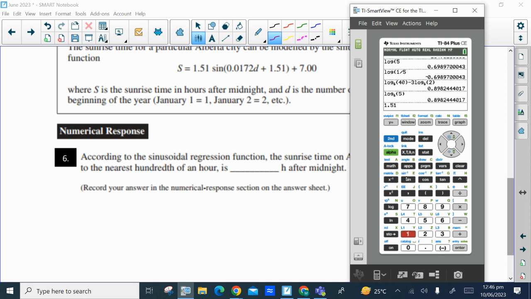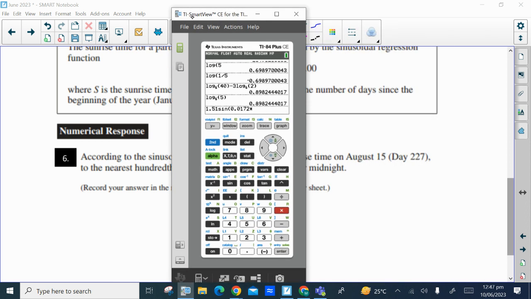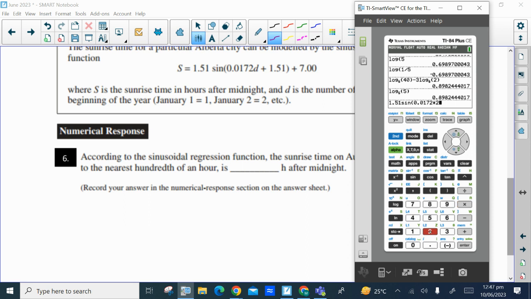1.51 times the sine of, we're going to have 0.0172 times D, which is 227, plus the 1.51, right? These are all in the brackets after sine, so you're going to take the sine of that number once it is calculated. And then outside the bracket, you have the plus 7. So to the nearest hundredth of an hour, it'll be 5.85 hours after midnight.